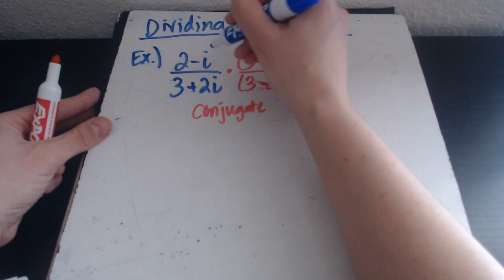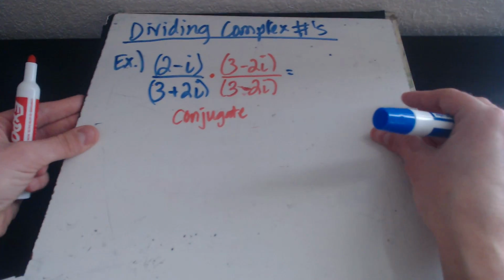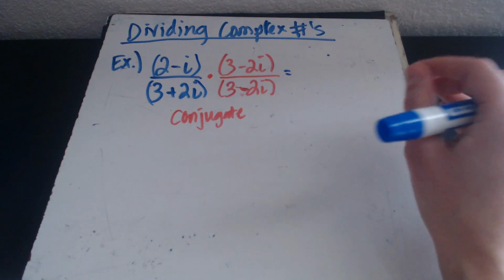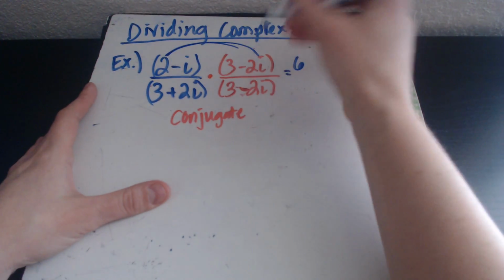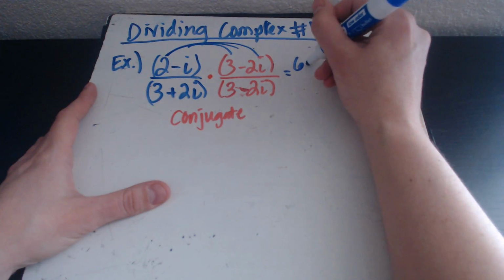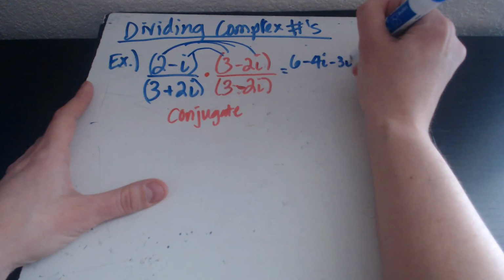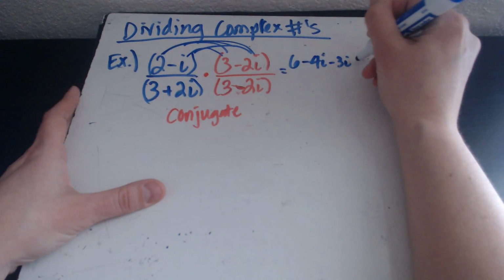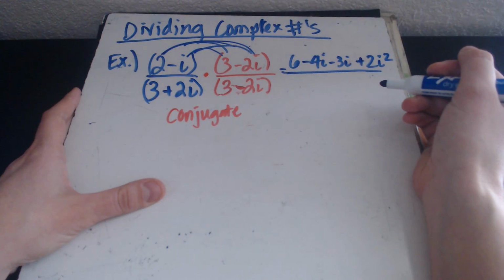Okay, so what you can see is going to happen is that you're going to double distribute on the top and the bottom of this fraction, okay? So on the top, we're going to have 2 times 3. That's going to give me 6. 2 times negative 2i is negative 4i, okay? Negative i times 3, negative 3i. Negative i times negative 2i is going to be positive 2i squared. So biggest thing here, guys, is watch your signs.